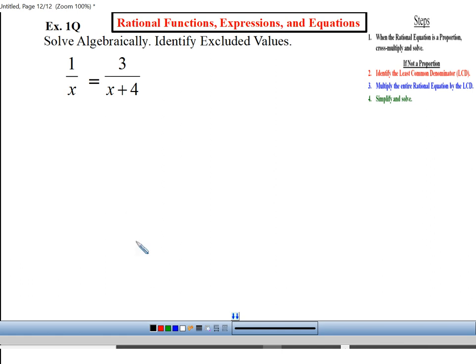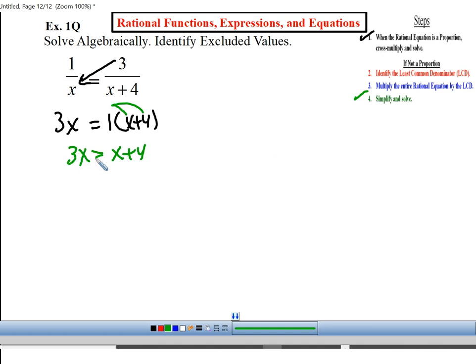Alright, let's see. Here goes the process one more time to make sure you got it. It's a proportion, yes, Mr. Q, fraction equal to another fraction. So I'm going to start with the small ones. This is 3 times x, and this is 1 times x plus 4. I'm just writing it so you guys can see the process. From there I go to simplify. Distribute. We're left with x plus 4 equals 3x.